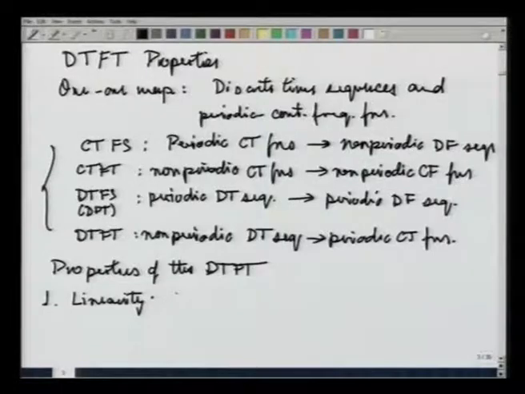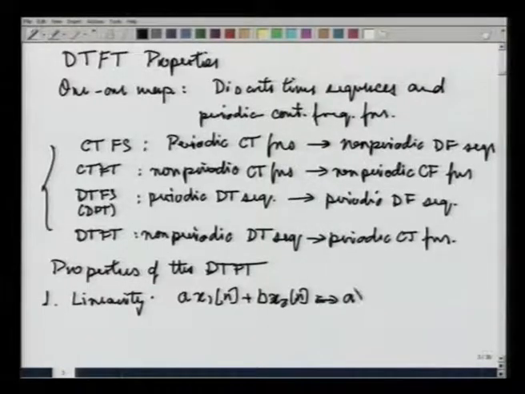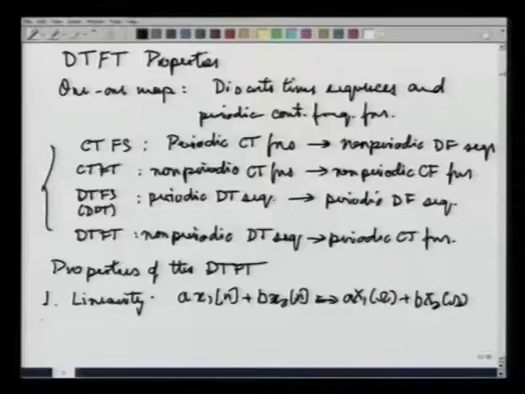Which says that A x1[n] plus B x2[n] will transform to A X1(omega) plus B X2(omega). That combines both superposition and homogeneity, that is to say additivity and homogeneity, and that is the end of that. Hardly any effort required to prove that.